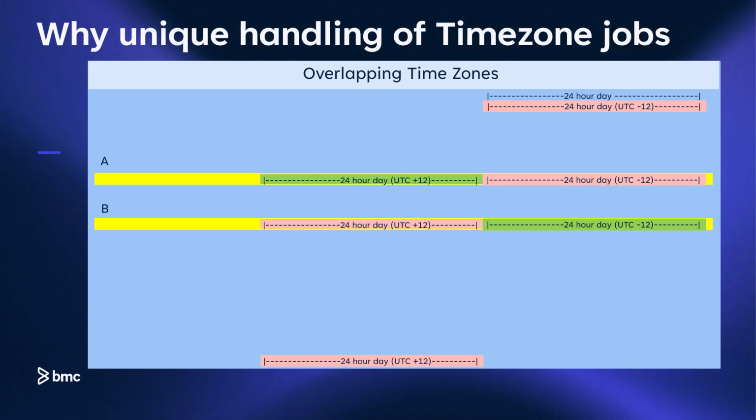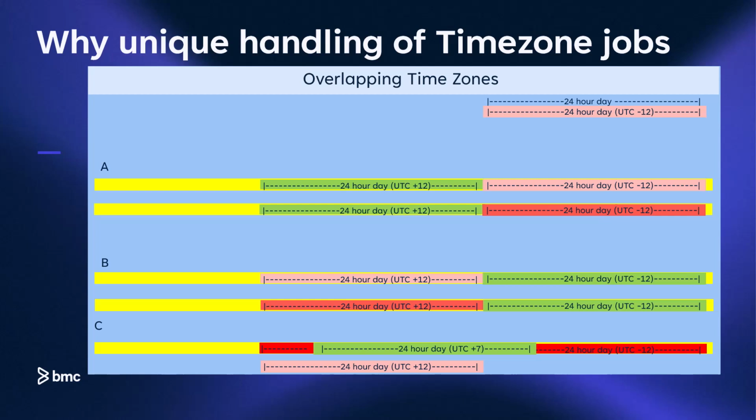In another example shown in timeline B, Control-M is installed on UTC plus 12, shown in brown, and a job is scheduled to run in time zone UTC minus 12. At the new day time, UTC minus 12 time zone has not yet arrived, so the job will wait until UTC minus 12 arrives, at which point the job becomes eligible to run, as seen in green.